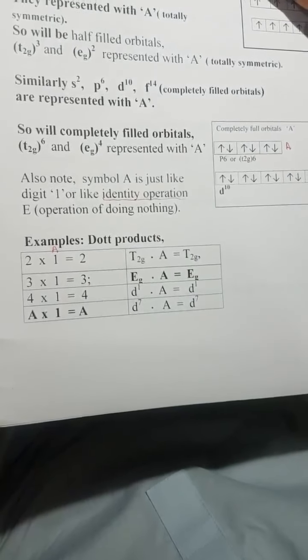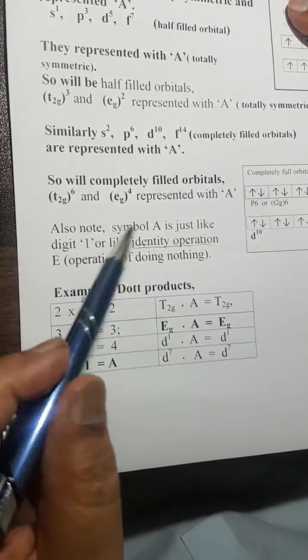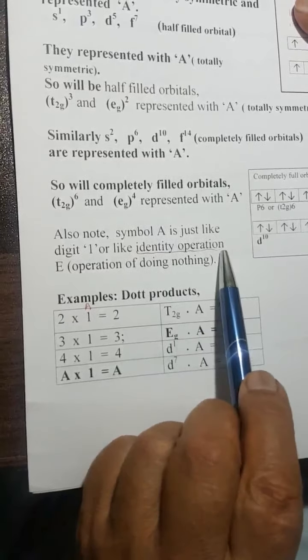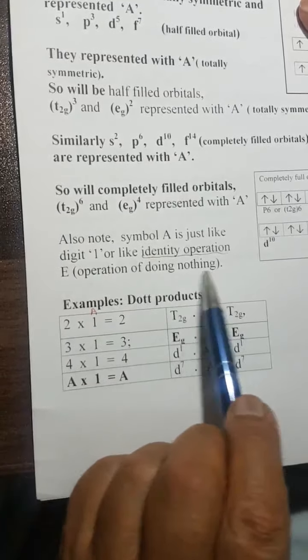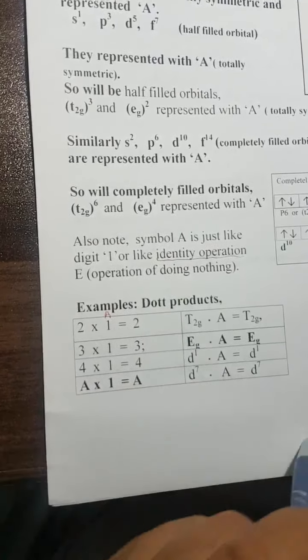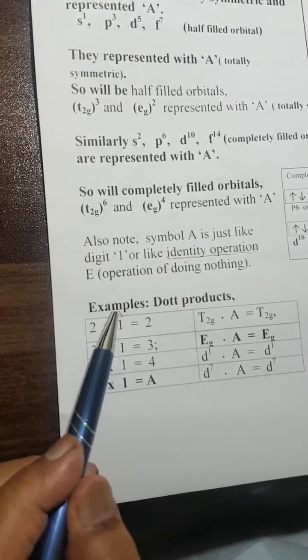Also note that symbol A is just like digit 1, as I have said, like the identity operation. This is in group theory. Identity operation is represented with A. It is the operation of doing nothing. Okay? It's not an operation of rotating this or that. It's just nothing. So this is A, I have written 1.